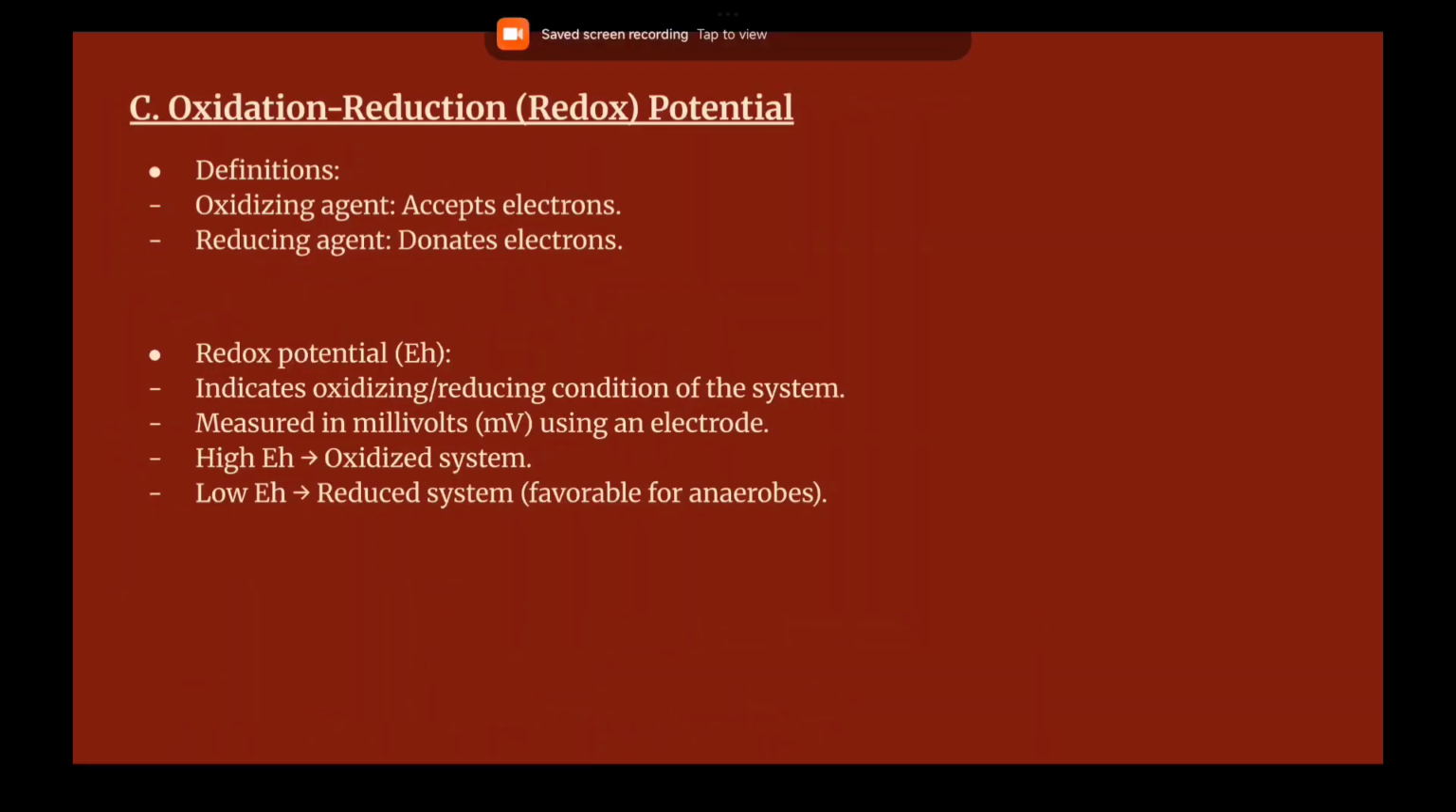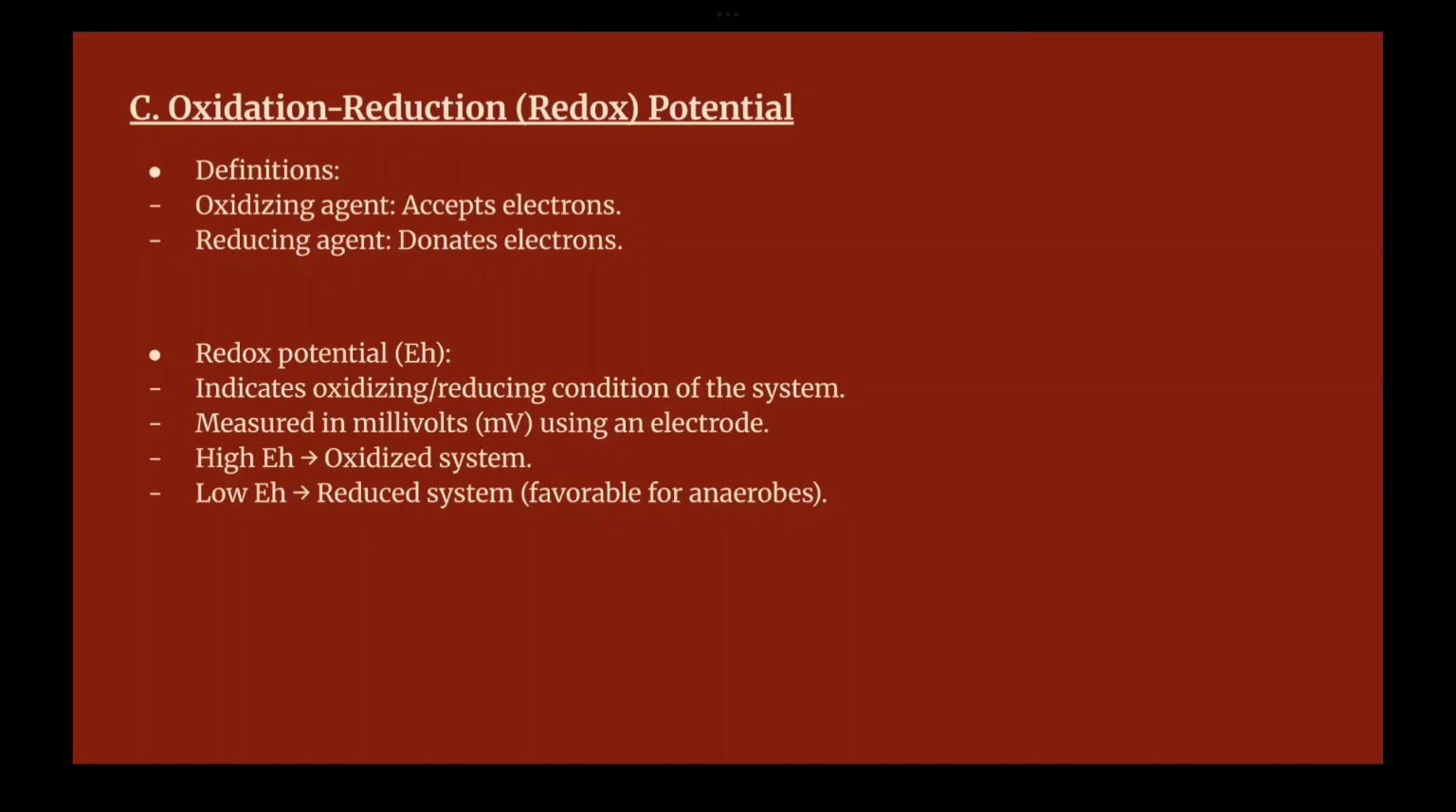So the third topic under bacterial metabolism is oxidation and reduction potential, which is also called redox potential, wherein both oxidation and reduction take place as a simultaneous process. The oxidizing agent is the one which accepts the electron, and the one which donates the electrons is referred to as the reducing agent.